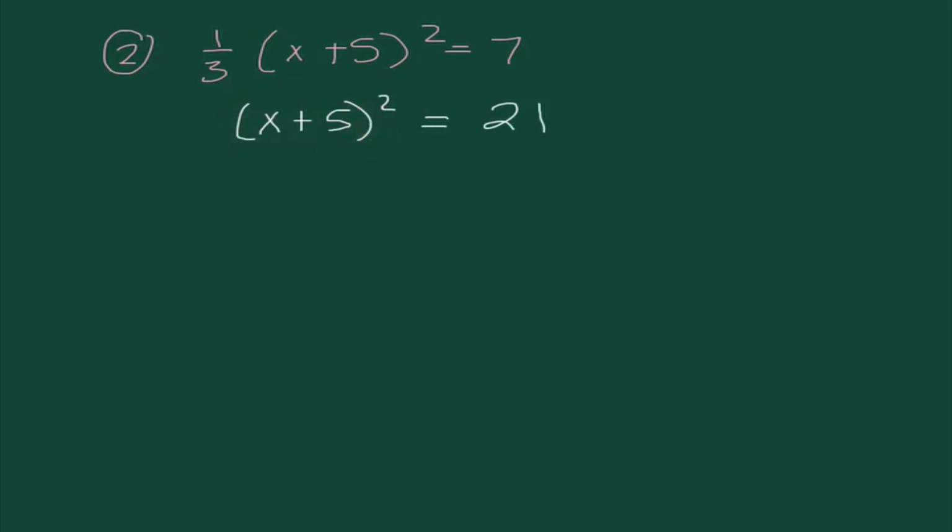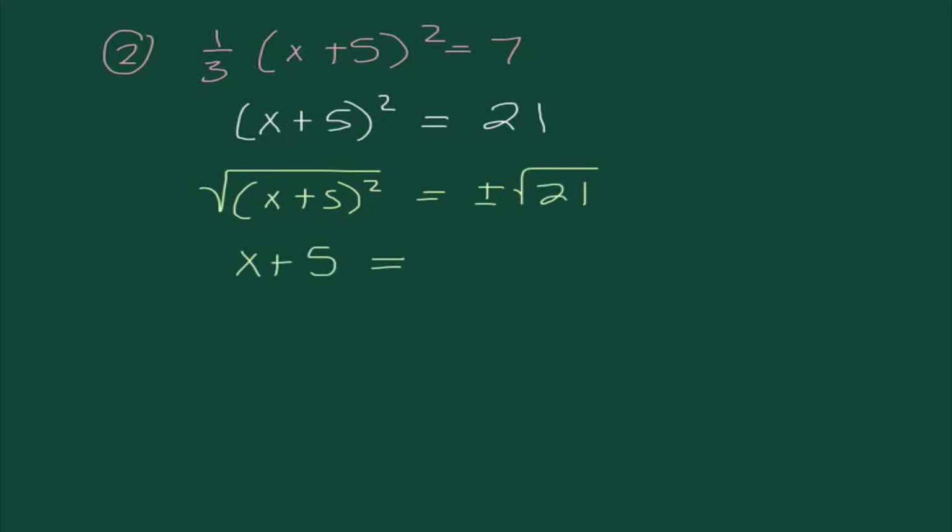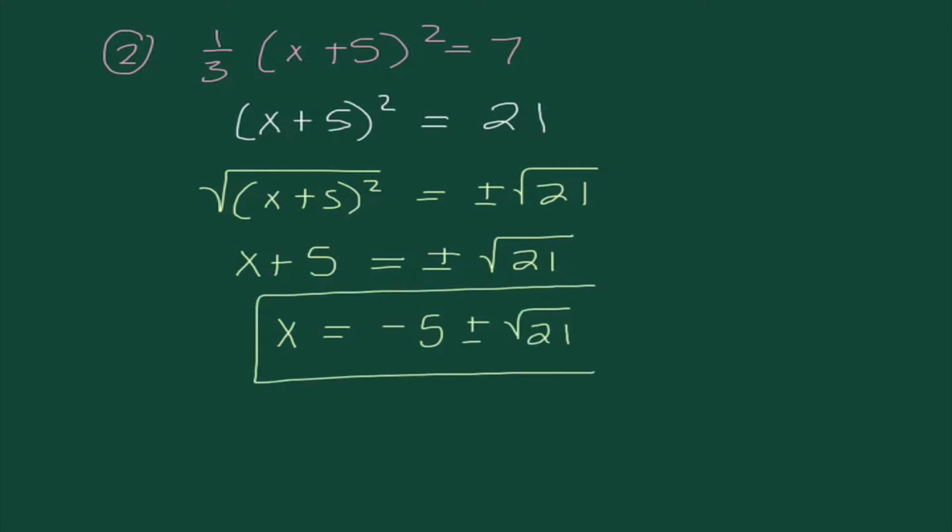So at this point, I'm going to square root both sides. I need to remember to put my plus or minus out in front. So I get x plus 5 equals plus or minus radical 21 because there's nothing I can do to simplify that. Now I am not done yet. To get x by itself, I would need to subtract 5. So my answer is going to be x equals negative 5 plus or minus radical 21.